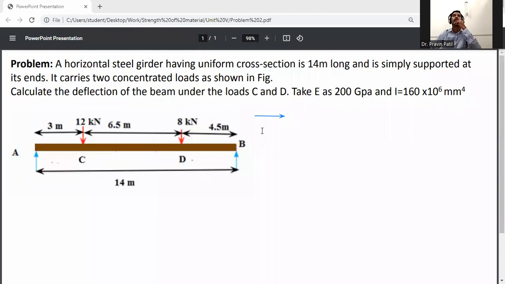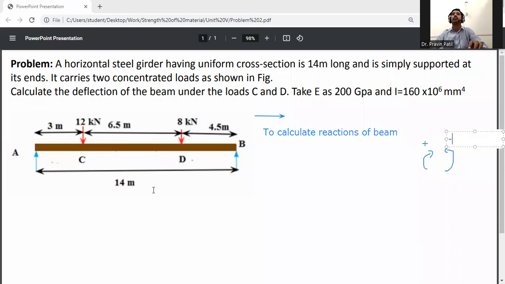So first of all, the first step is to calculate the reactions of the beam. When the moment is clockwise, it will be taken positive. When the moment is anti-clockwise, it will be taken negative. So for clockwise, take positive value. For anti-clockwise, take negative value.